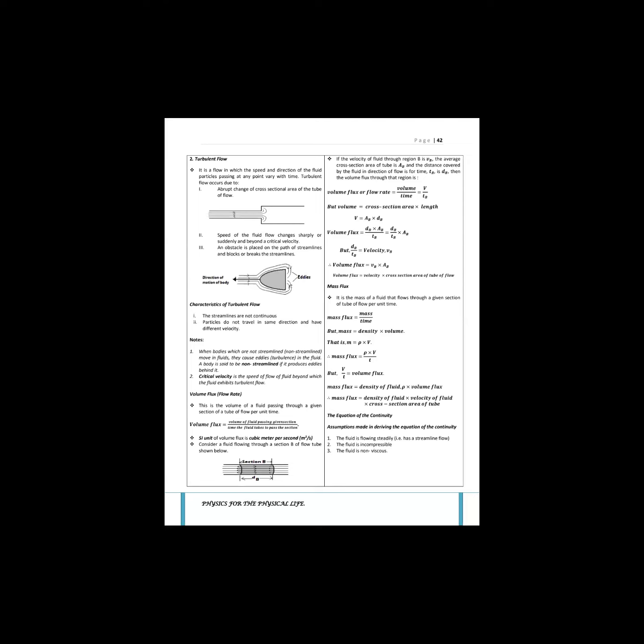So kama ujui flow rate pia ni volume flux, you can easily leave a blank space. It is important to note that the volume flux is also the flow rate. And this volume flux is the volume of a fluid passing through a given section of a tube. Can you underline that volume? This is the volume of a fluid passing through a given section of a tube of flow per unit time.